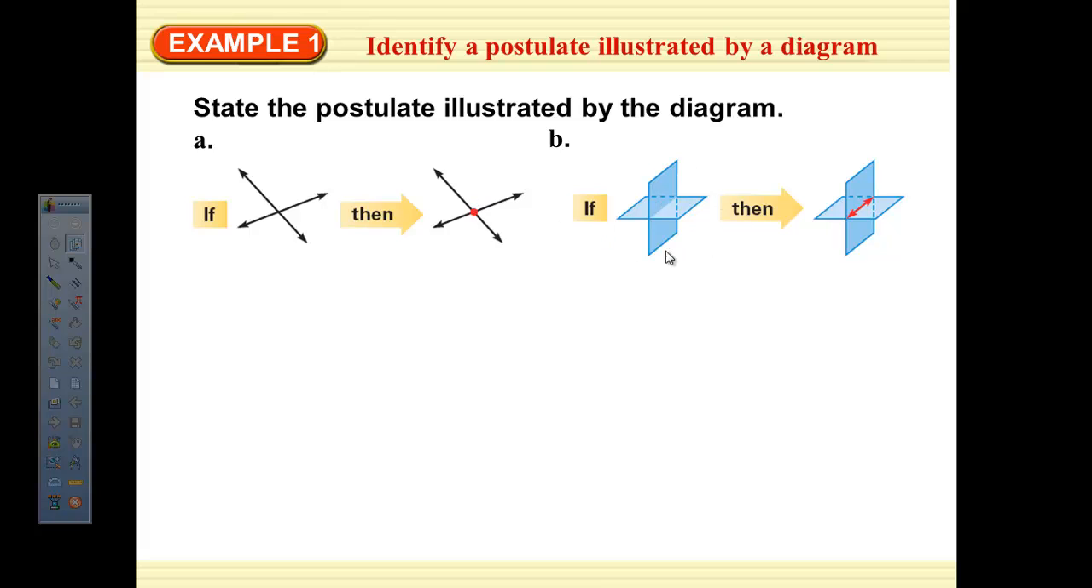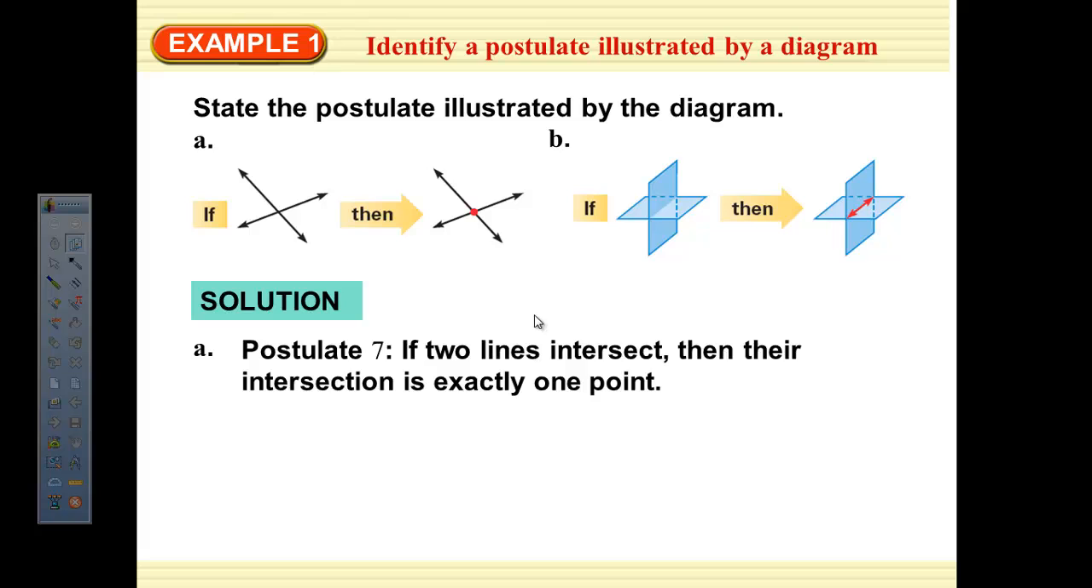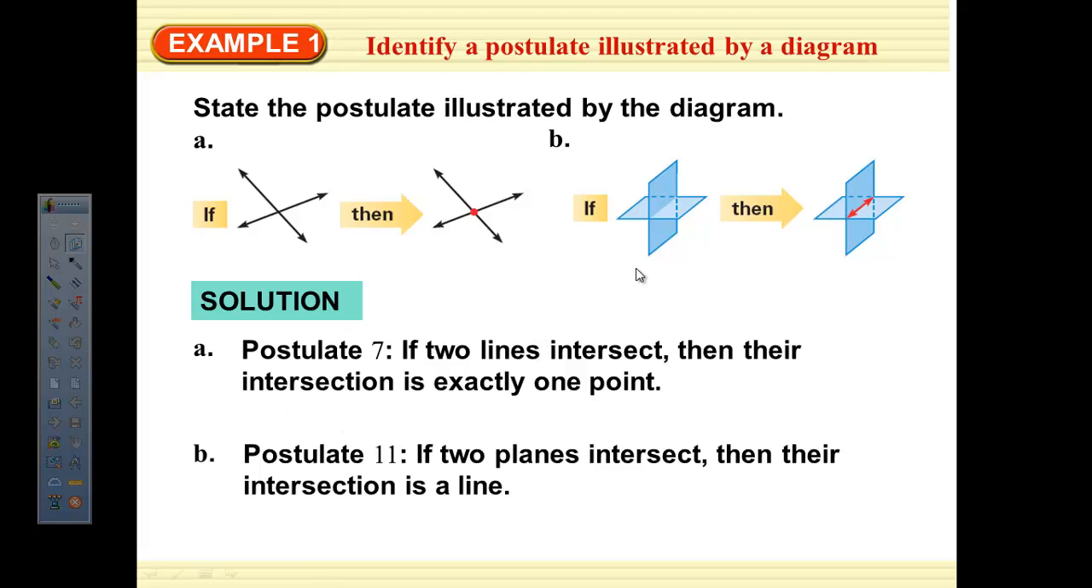For this next one, we have two planes here, and they're intersecting, and here it shows that the intersection is a line. So this would be the postulate that states if two planes intersect, then their intersection is a line, and that's postulate 11. Again, we're not going to write down the numbers for the postulates because I don't want you to memorize those. But what I do want you to do is get the ideas here. So the first one you can write two lines intersect in exactly 1 point, and for the second one you can write two planes intersect in a line. That would be much better than writing postulate 7 or 11. I won't give you credit if you write that.